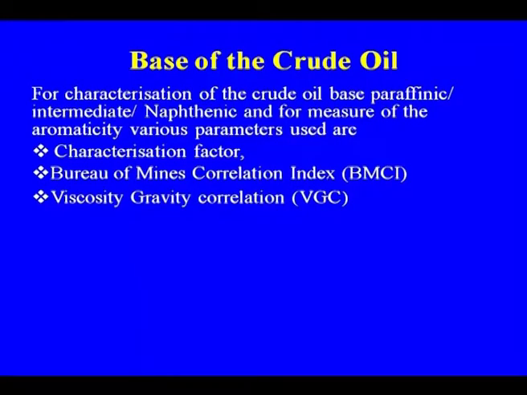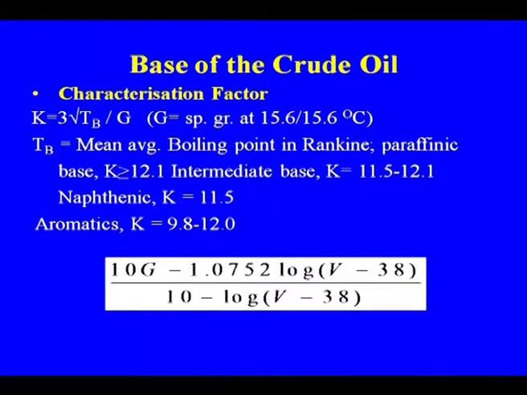Some of the parameters which have been suggested are very important and we use them in the petroleum refinery and also in the petrochemical industry: the characterization factor, the Bureau of Mines correlation index and the viscosity gravity correlation. The characterization factor is the cube root of the mean average boiling point divided by the density. By ranking, you have a paraffinic base if the characterization factor is greater than 12, intermediate base between 11.5 and 12.1, naphthenic base around 11.5, and aromatics 9.8 to 12.